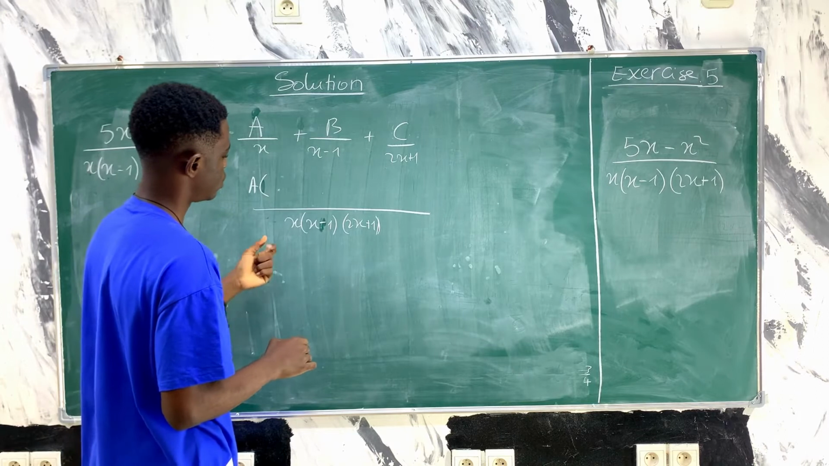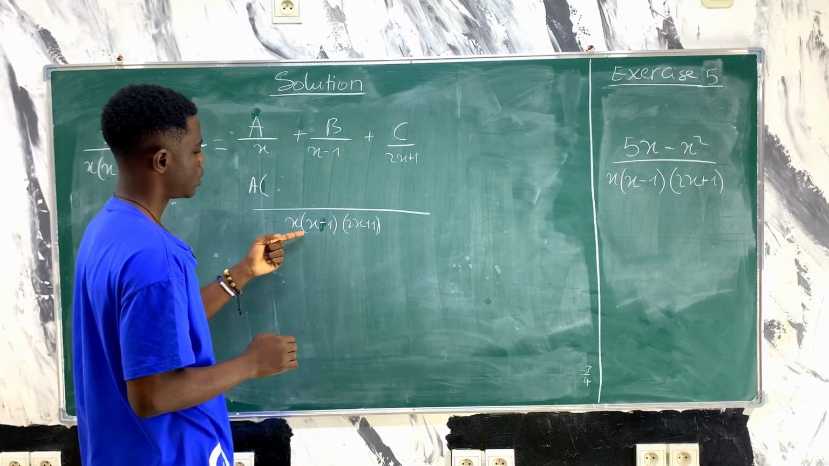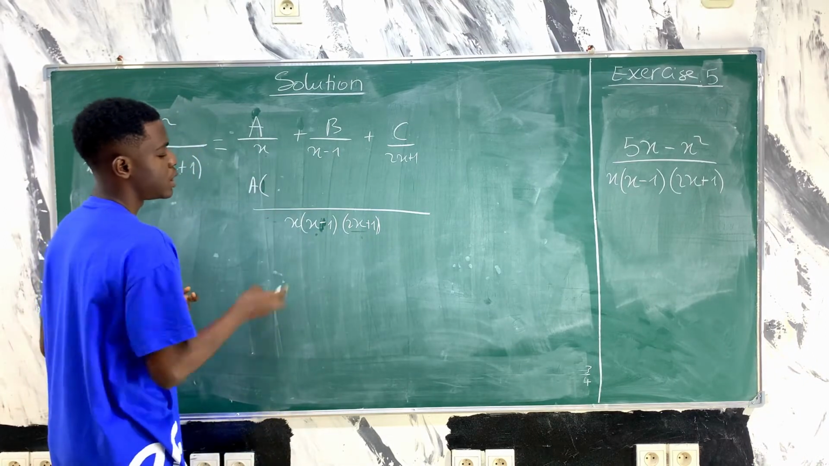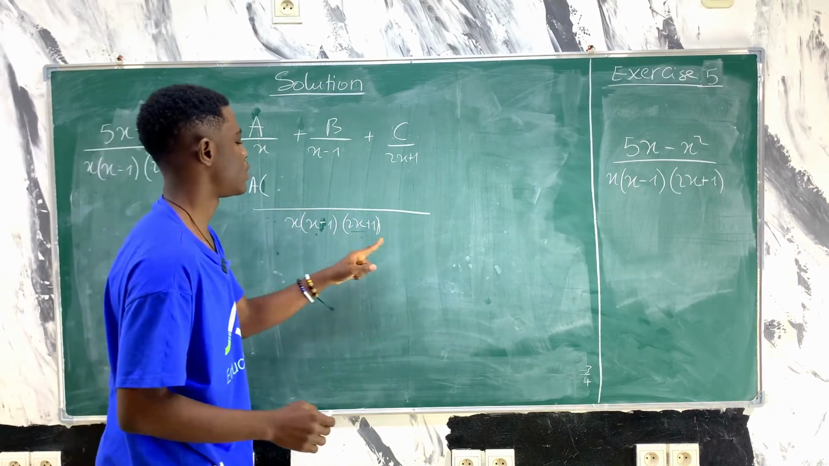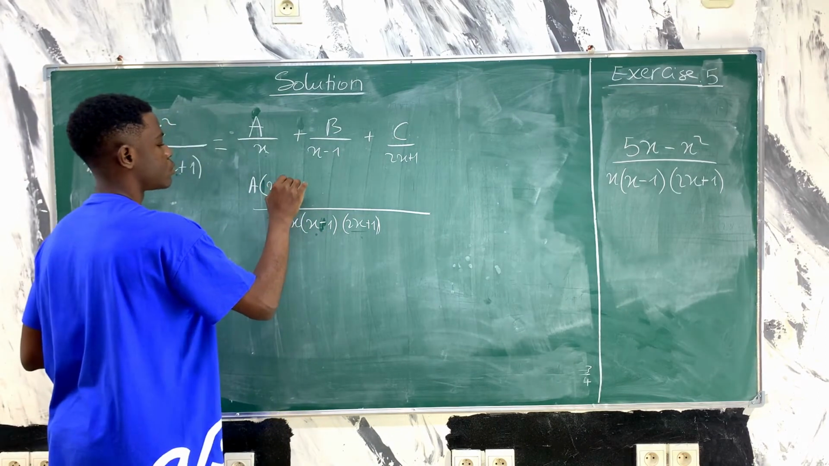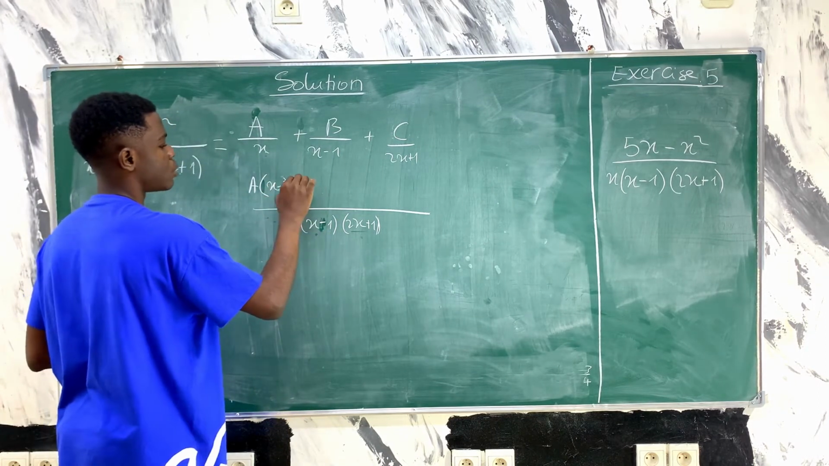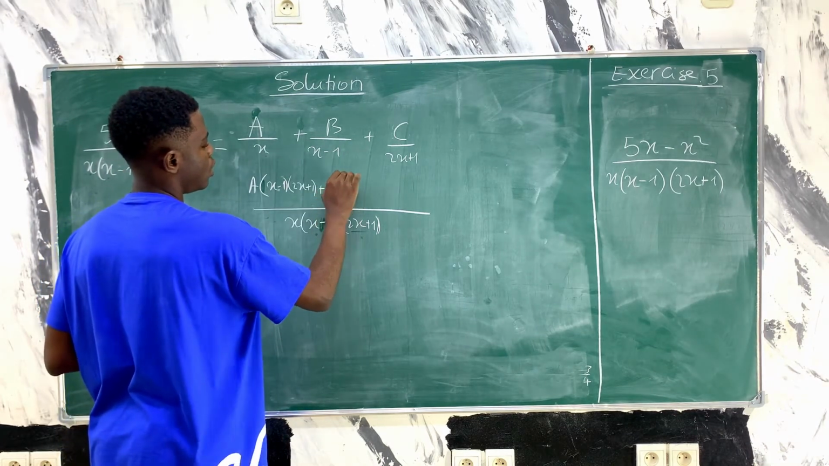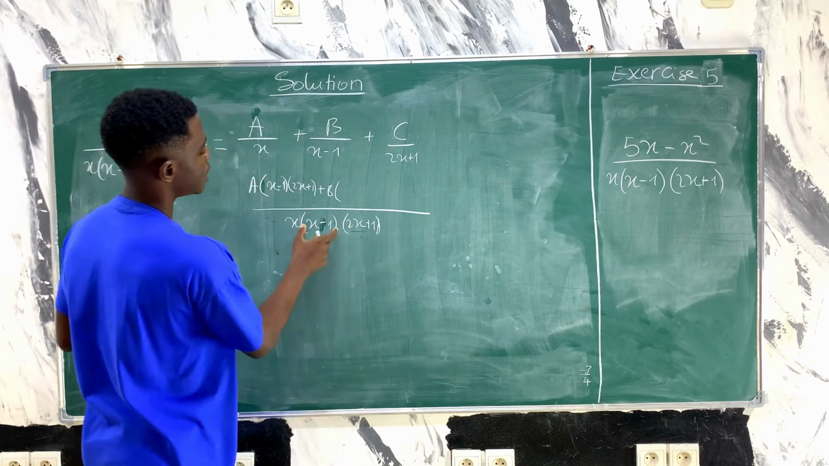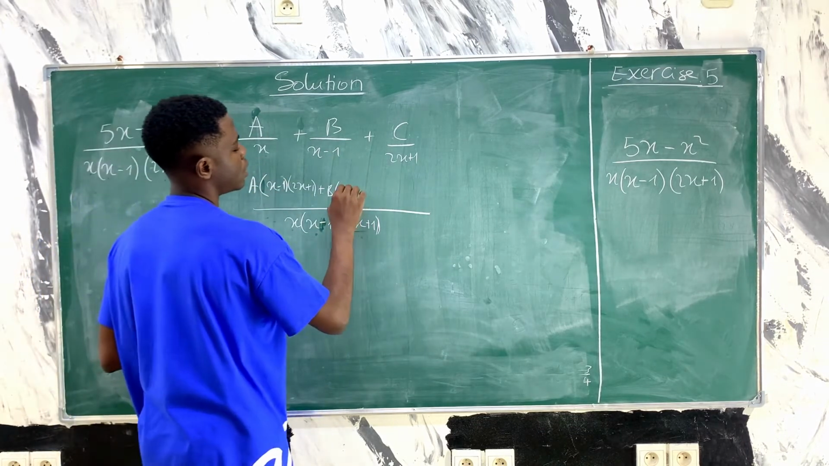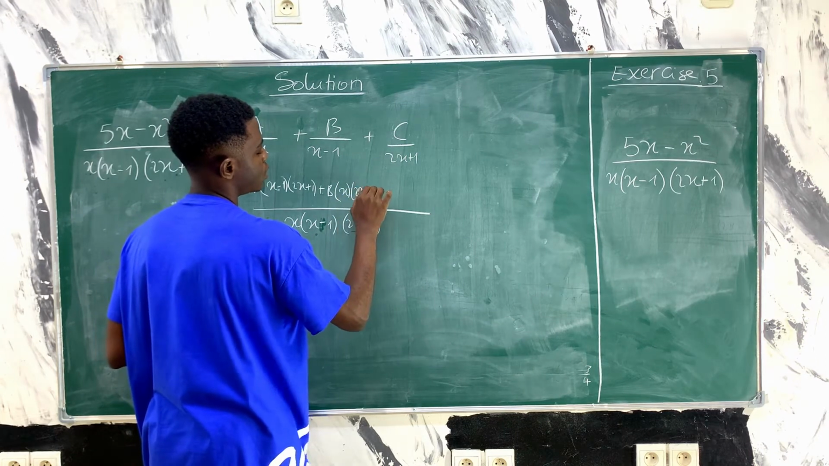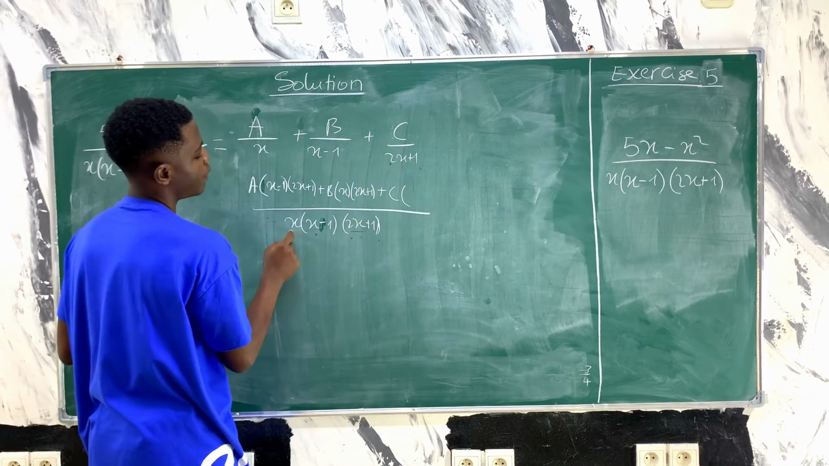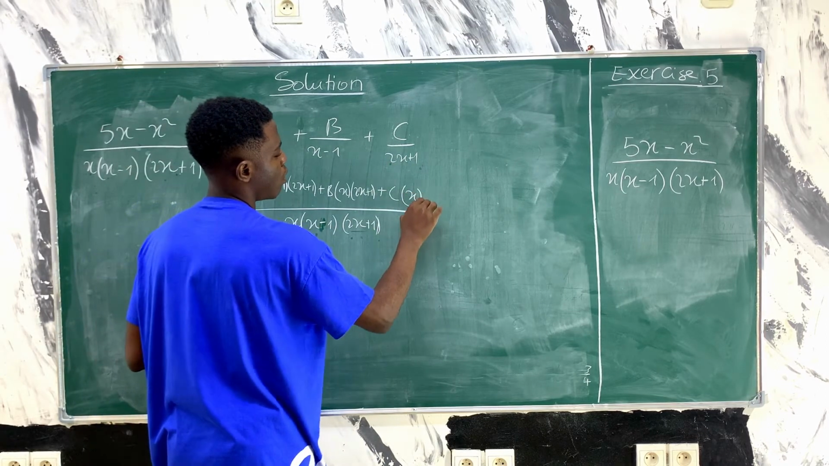So for the first value, it is going to be A into the denominator divided by x. I will see that this x will cancel this x. It will be A into all of the rest: A into x minus 1 into 2x plus 1. Oh, I see that this is going to be long. Plus B into, x minus 1 will disappear from here, I'll have x times 2x plus 1. Plus C into, 2x plus 1 will disappear from here, I'll have x and x minus 1.